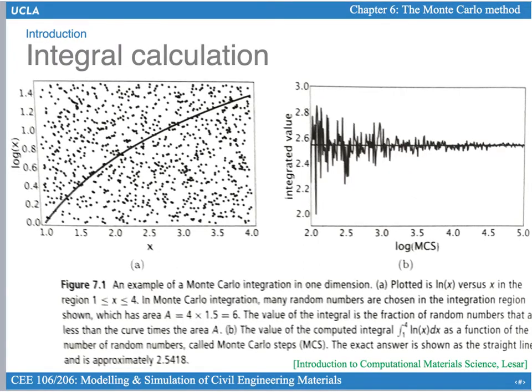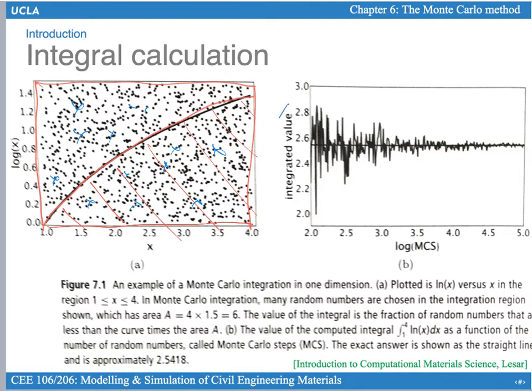So in practice, this is how it looks. You plot this function log of x. You define a rectangle that contains the area of the curve that you are going to try to calculate the integral of. Then you generate a lot of random numbers, etc. And then you calculate the fraction of the points that are below this curve, which is then used to calculate the area of the integral.